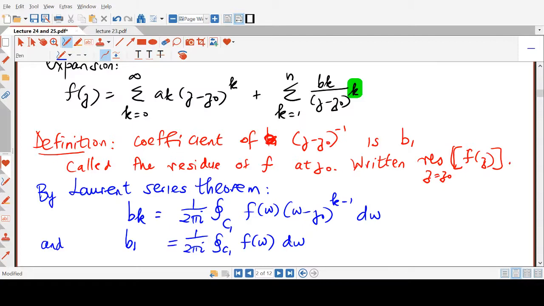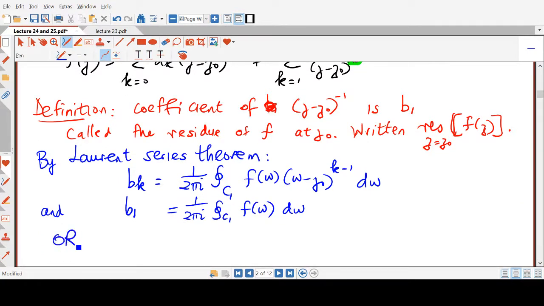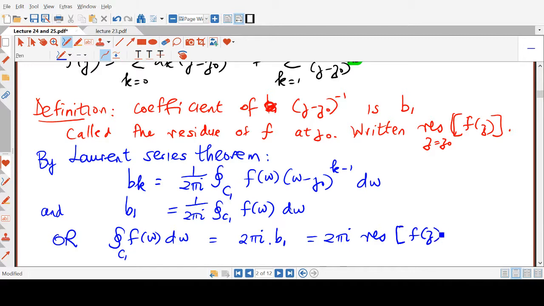That's the crux of the matter. The integral, well, if I just reverse this, or I can say the integral of f of w dw, I can even change it to z, guys, along a certain contour is 2 pi i b1, or 2 pi i, the residue of f of z at z equals some z naught. That's the residue theorem.